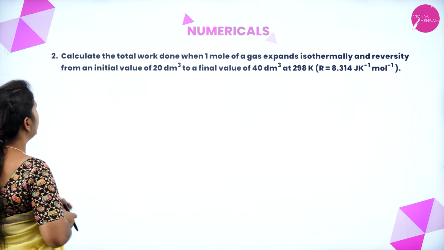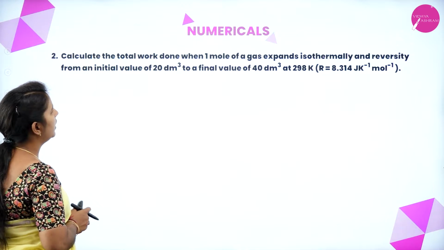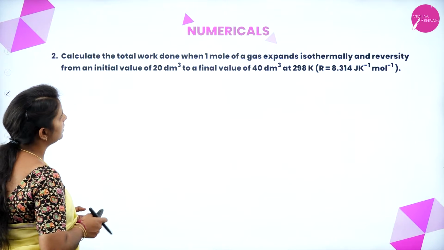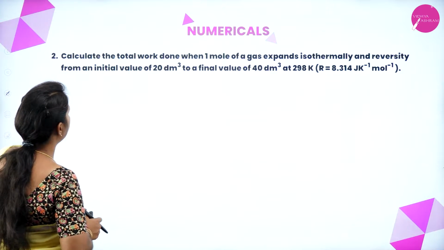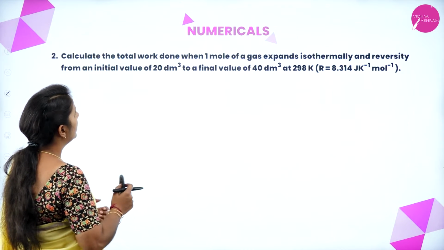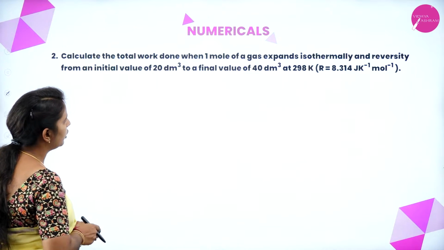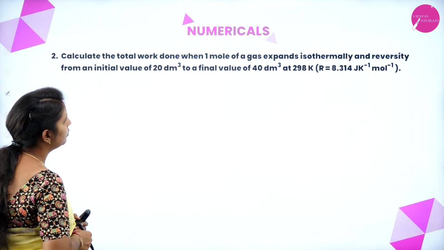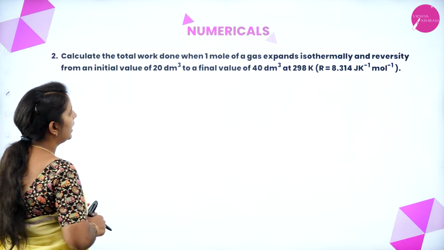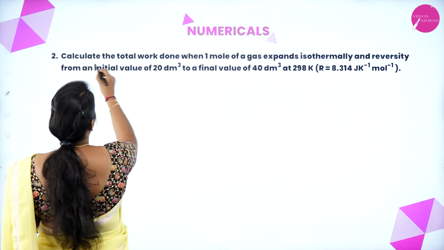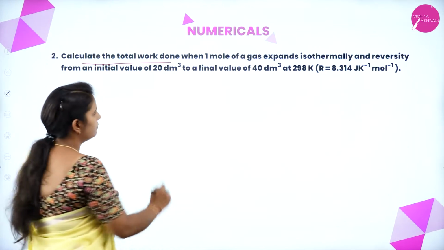Next, we have: calculate the total work done when 1 mole of a gas expands isothermally and reversibly from an initial volume of 20 dm cube to the final volume of 40 dm cube at a temperature of 298 Kelvin, and R is also given. We need to calculate the work done.